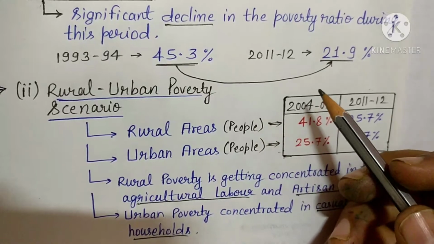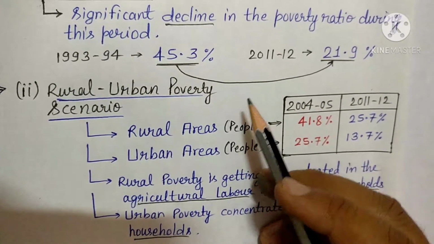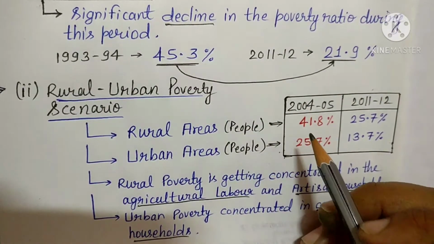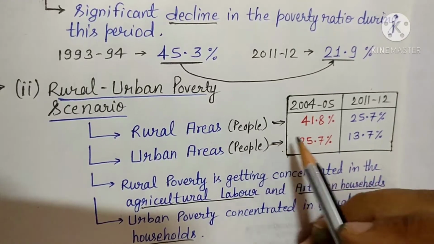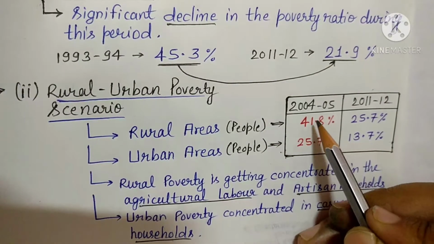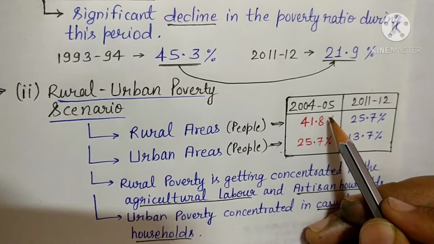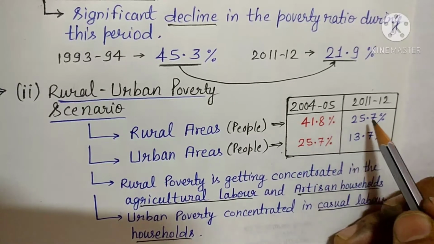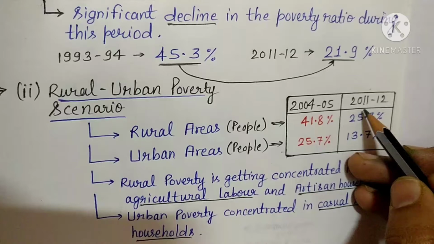Now we will talk about rural-urban poverty, that is how many poor people are living in rural areas and how many poor people are living in urban areas. So in rural areas, the percentage of people who are poor was 41.8% according to 2004-2005, which becomes 25.7% only in 2011-12.